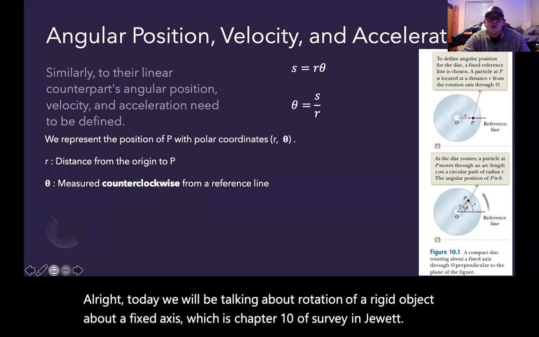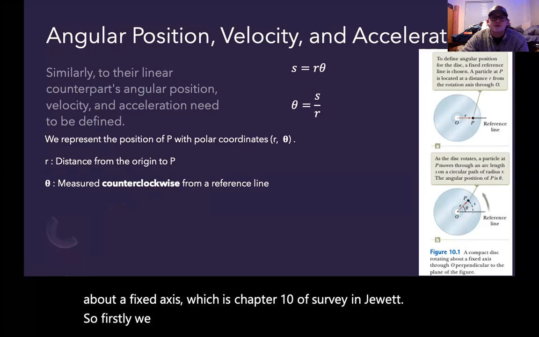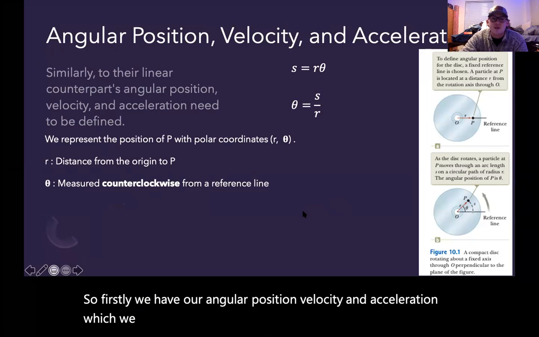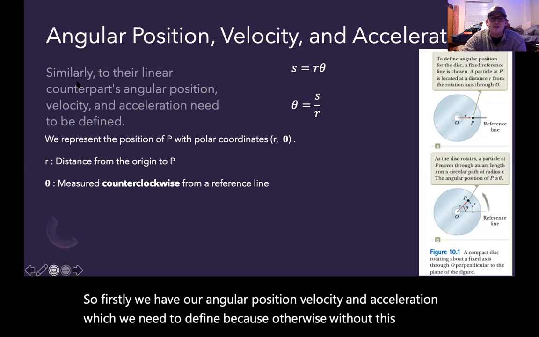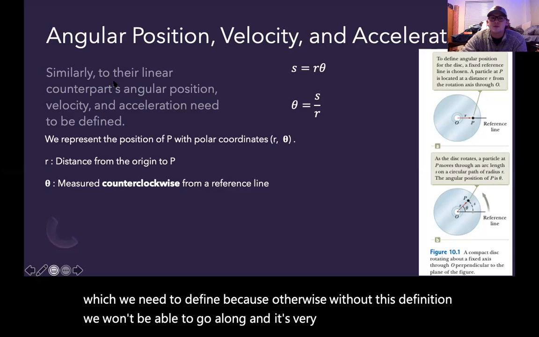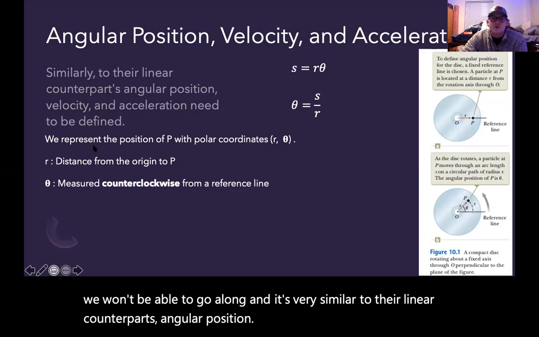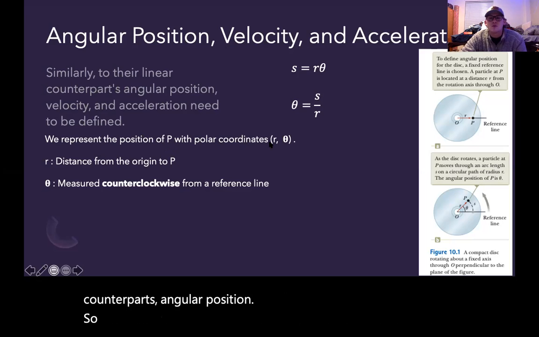So firstly, we have our angular position, velocity, and acceleration, which we need to define, because without this definition, we won't be able to go along. It's very similar to their linear counterparts. Angular position: first, to represent the position of P, we will be using polar coordinates r and theta.